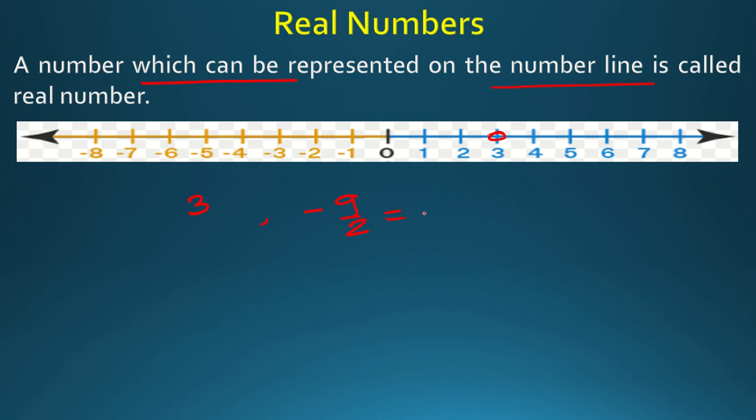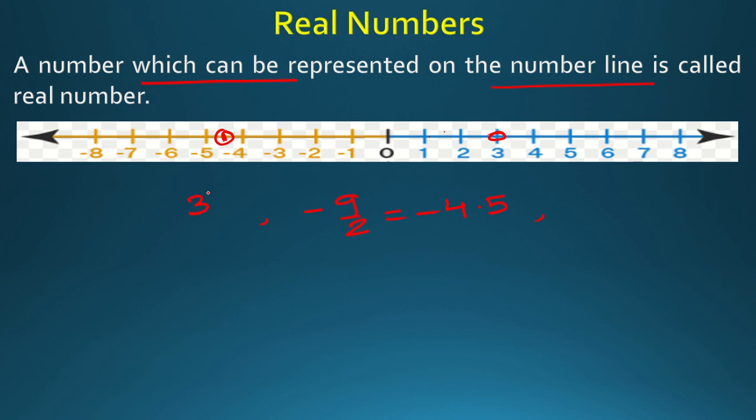If I say -9/2, -9/2 means -4.5, it will be somewhere here. Yes, so we can represent it on the number line. If I say square root of 2, square root of 2 means 1.414, like this. So you can represent it somewhere here in between 1 and 2. So whatever number we know, we can represent it on the number line.